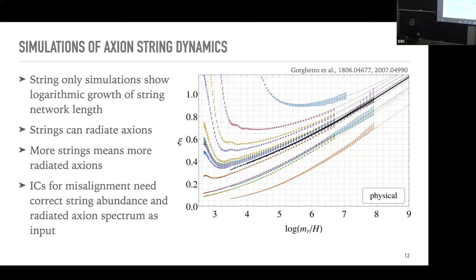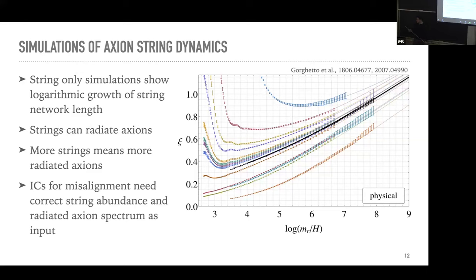Strings can radiate off axions. And so more strings can radiate off more axions. And if you've not accounted for that in the truncated dynamical range simulations you've done, you've underestimated the potential axion number density and then maybe gotten the wrong relic abundance mass.